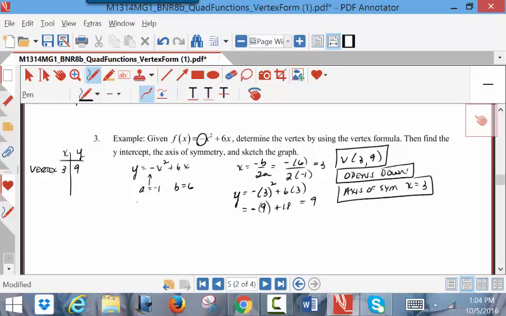Okay, and they're also going to ask me for the y-intercept, which is pretty easy in standard form. So you're going to have y equals negative 0 squared plus 6 times 0, which is 0 plus 0, which is 0. So don't get all your zeros confused. This is the y value of the ordered pair. So the origin is your y-intercept.